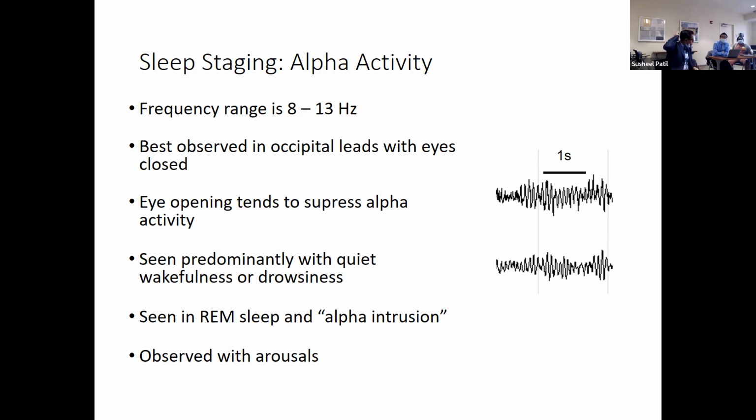It's best observed in the occipital leads, so that's where you want to focus. We know that eye opening tends to suppress alpha activity. If you close your eyes, the alpha rhythm comes back out. It's part of our biocalibrations that you want to be looking at. It's going to be seen predominantly with quiet wakefulness or drowsiness. You can see alpha rhythm in REM, and so that can get confusing. Am I in REM? Am I in stage N1 sleep? Am I awake? That's something you have to sort out based on other hallmarks. And you're going to see this often occurring when somebody arouses.